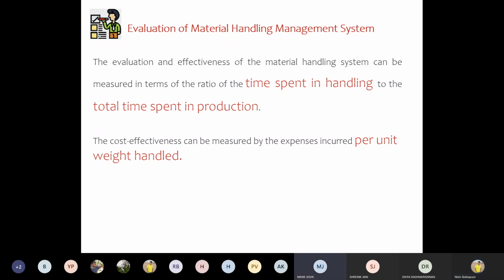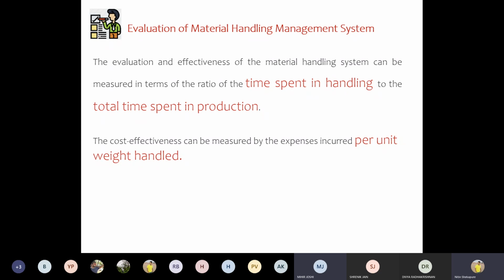No, no. The time spent in handling starts when the material is at the production site. Yeah, but for instance, if you consider that it is not on the production line itself. Right. But for that we are not expected to stop the production. So what we'll say is that the total time spent in production is going to increase. Getting it or not? Right.